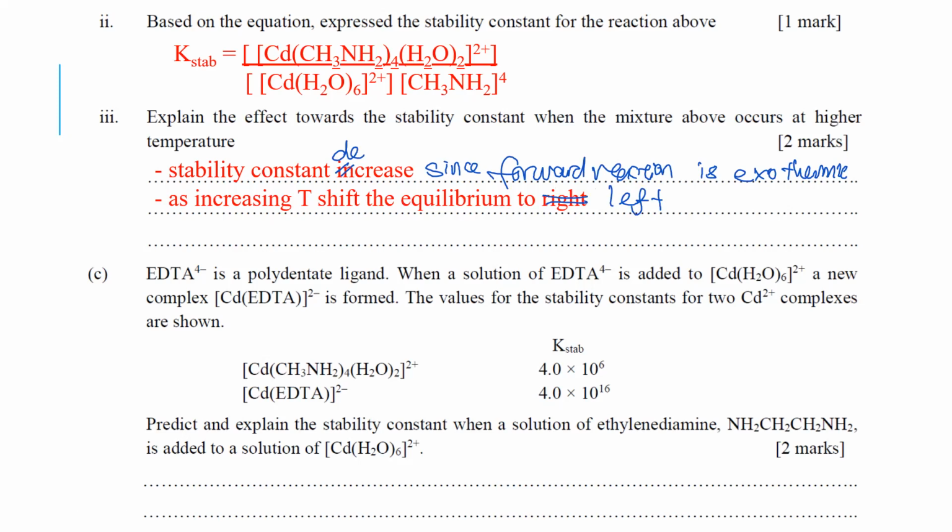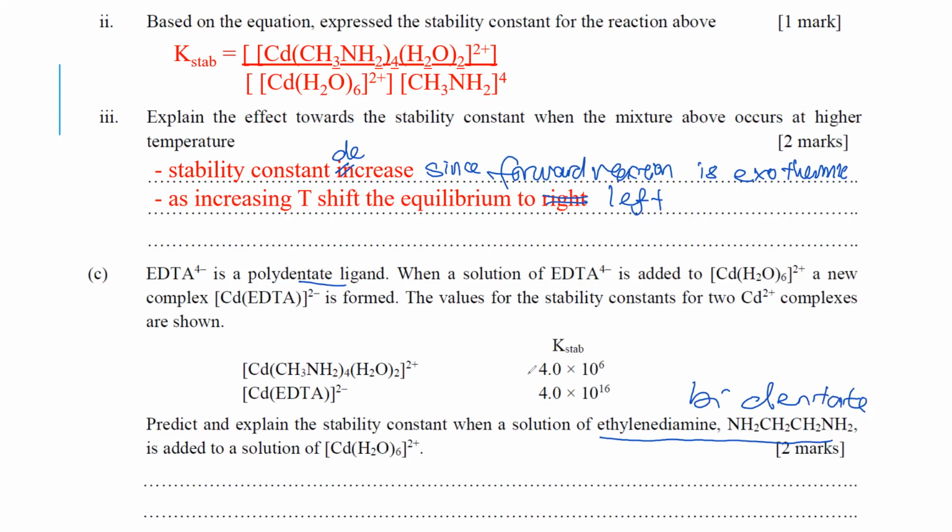And last but not least, EDTA is a polydentate ligand. So when a solution of EDTA is added to [Cd(H2O)6]2+, a new complex of [Cd(EDTA)]2- is formed. So the values of the stability constants for the two complexes are shown below. Predict and explain the stability constant when a solution of ethylenediamine is added to the solutions. Okay, so this is given by the polydentate ligand. And then now you have a solution of ethylenediamine. So ethylenediamine is a bidentate.